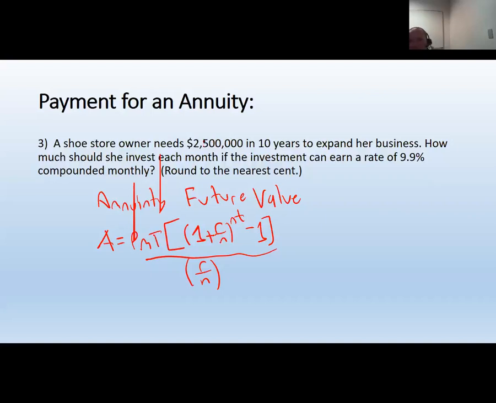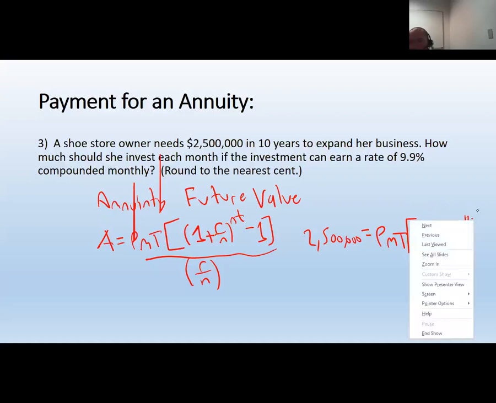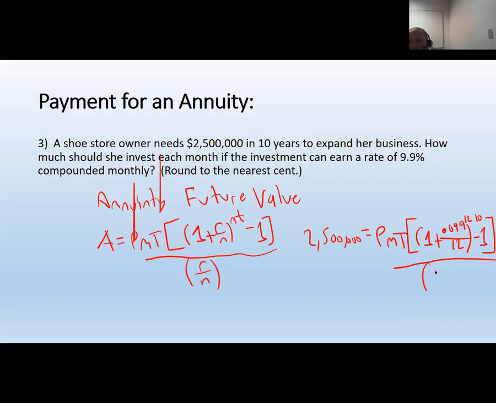All right, so the $2,500,000 represents the future value of the annuity, because that's how much the store owner needs to have in 10 years. So you're going to put that in for your A. And the payment is the unknown. They want to know how much this person needs to invest each month. So now you have a bracket with a parenthesis 1 plus R, which is 9.9% as a decimal, 0.099, over N. If it's compounded monthly, that's a 12 for your N. That goes in the denominator. This is raised to the NT power, so this is 12 times 10, because 12 is monthly and there's 10 years for your T. And then this is subtracted by 1. And this is all over parentheses R, which is 0.099 over N, which is 12.